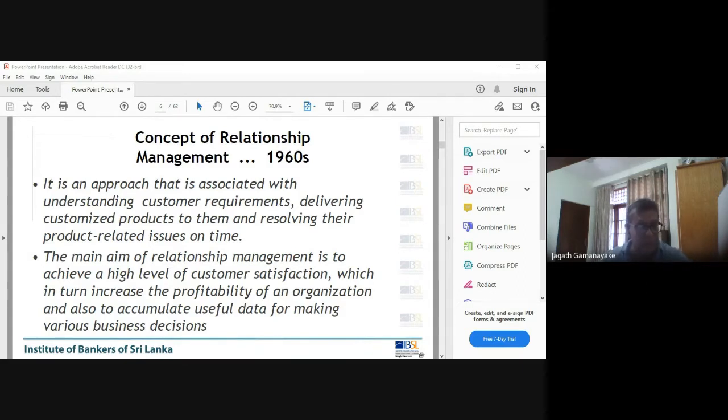Before that, we may try to understand what this relationship is about. The term relationship can be defined, as I explained to you last time, as a series of interactions that take place between two persons over a period of time. The main aim of relationship management is two things: a high level of customer satisfaction and value creation, which in turn increase the profitability of an organization.